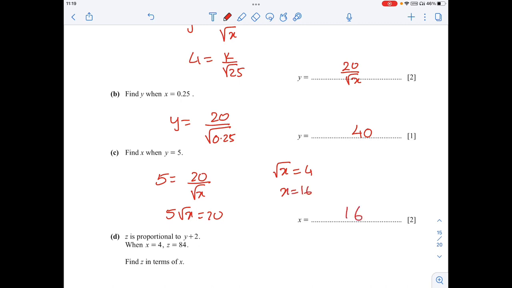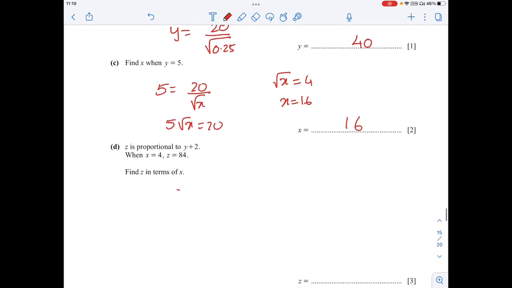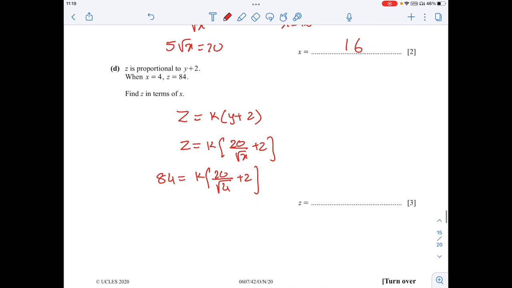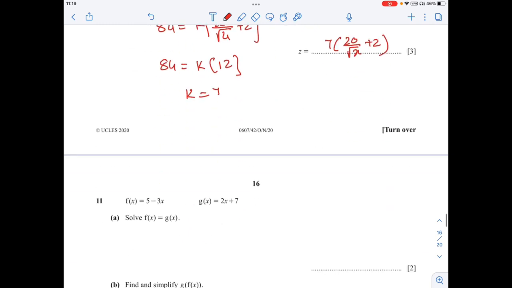The next one, z is proportional to y plus 2. So it is k times y plus 2. So z equals k times y, which is nothing but what? 20 upon root x, plus 2. Now z value is 84. So 84 equals k times 20 upon square root of x, which is 4, plus 2. So 84 equals k times 12. So k equals 7. So what is z? z equals 7 times 20 upon square root of x plus 2.